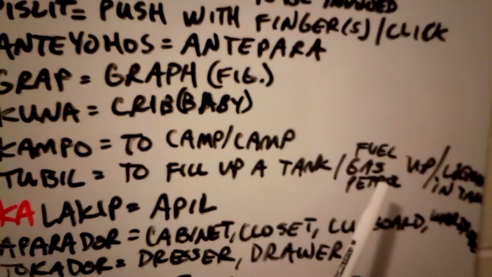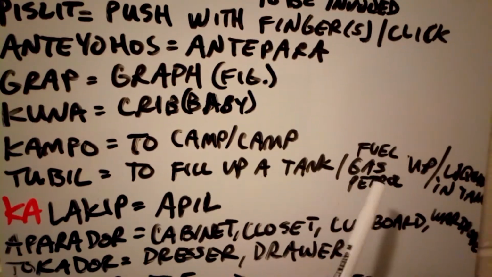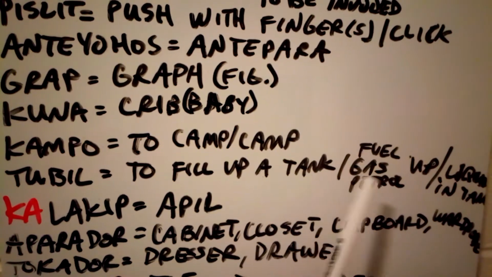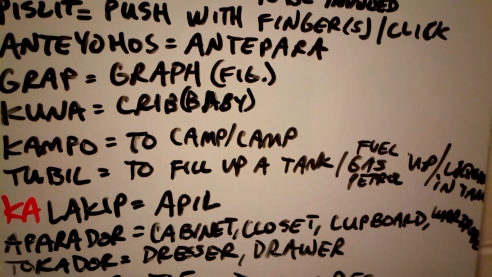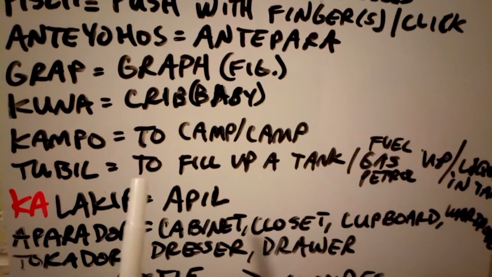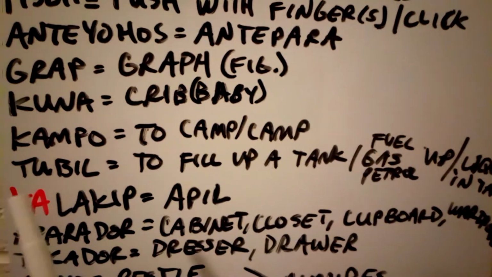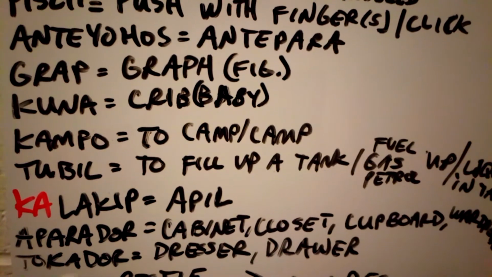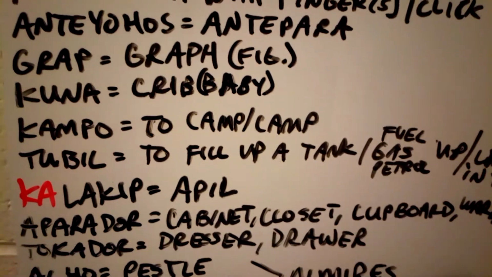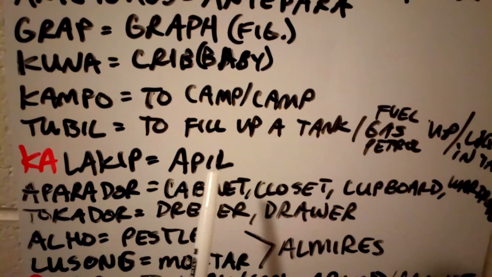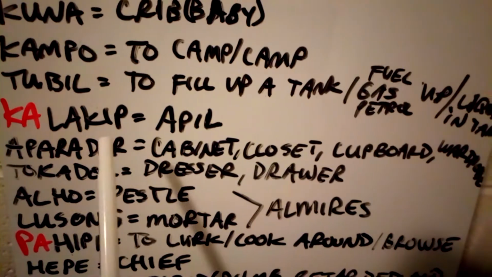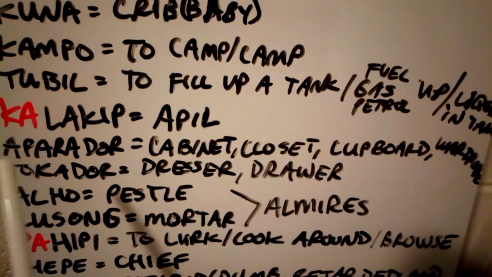Tubil is to fill up a tank, right? Or you can gas up, you can fuel up, you can put fuel in a tank, right? Any liquid, okay? It doesn't need to be fuel or gasoline or petrol. It can just be any liquids that you're putting in a tank or in a container. But most commonly, a lot of people like to use this to mean to petrol or to gas up, in petrol or gas, depending on your dialect. Kalakip is apil, right? Lakip is the root word, so kalakip is apil. Or you can just say lakip or apil, same thing.